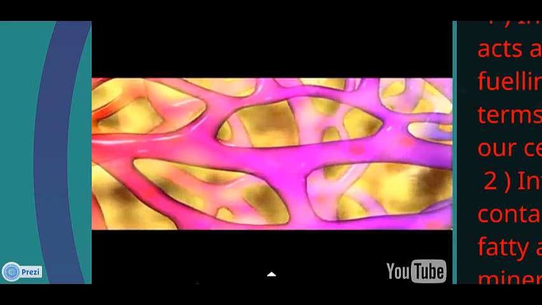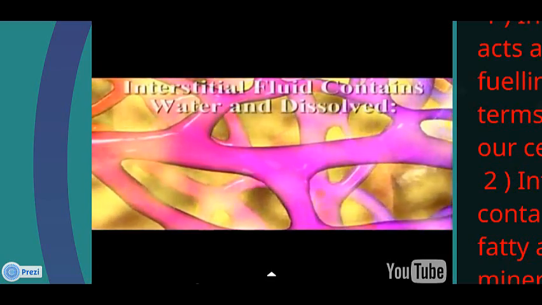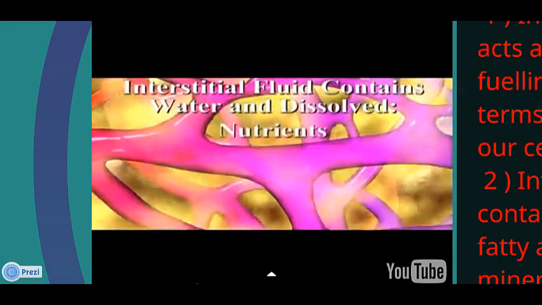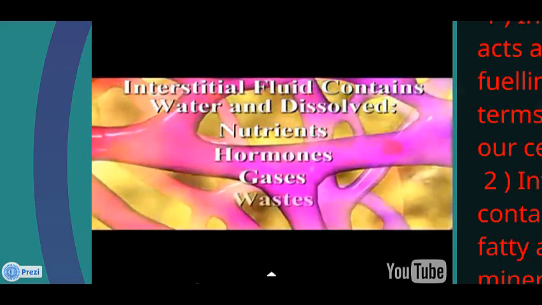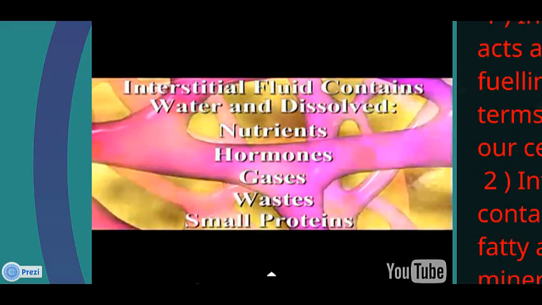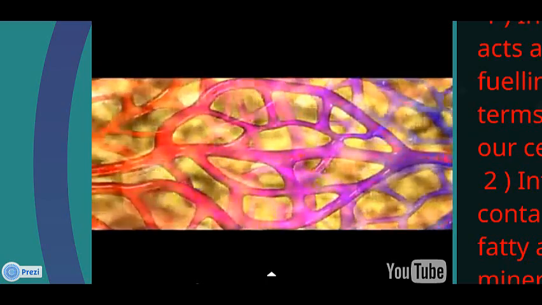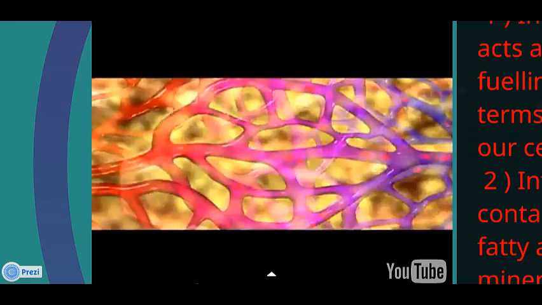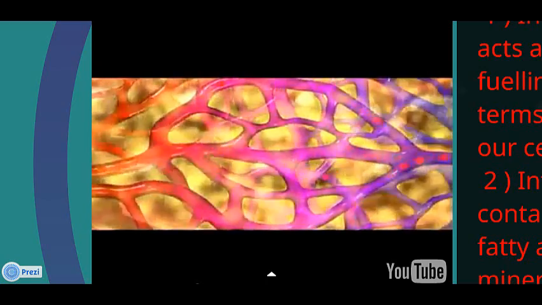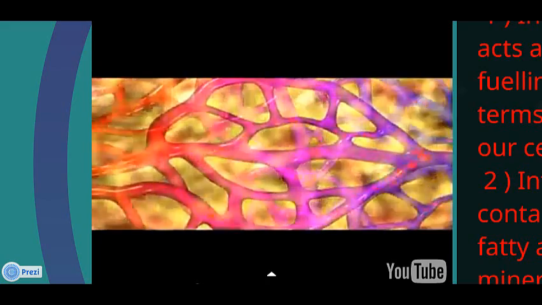This fluid, known as interstitial fluid, consists primarily of water in which nutrients, hormones, gases, wastes, and small proteins from the blood are dissolved. The exchange of materials between capillary blood and nearby cells occurs through this interstitial fluid, which bathes nearly all the cells of the body.